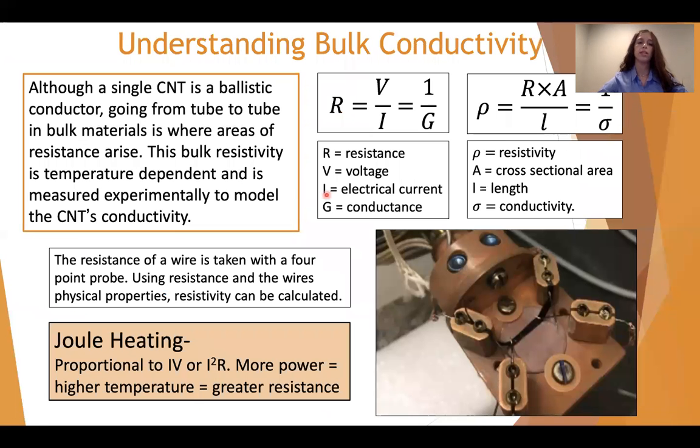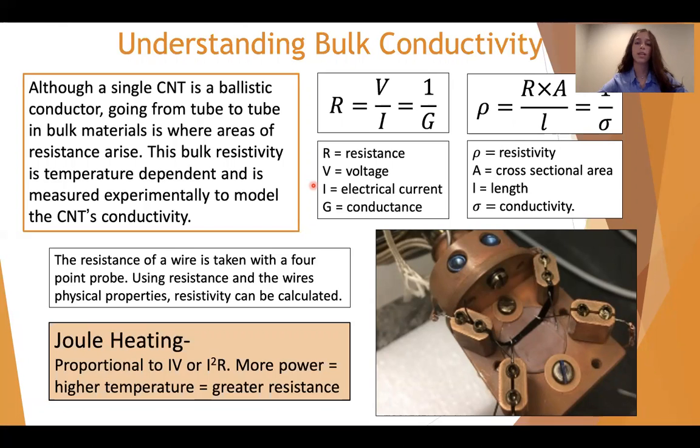Now, although single CNTs are ballistic conductors, going from tube to tube in bulk materials is where areas of resistance arise. This bulk resistivity is what I focus my study on, and it is temperature dependent. By studying the resistivity of the CNTs and fitting them to models, different physical parameters can be understood, and therefore more conclusions can be drawn about how to improve the CNT's conductivity.